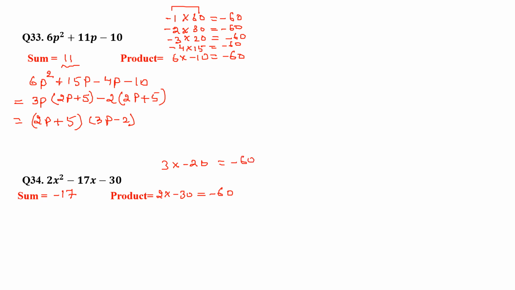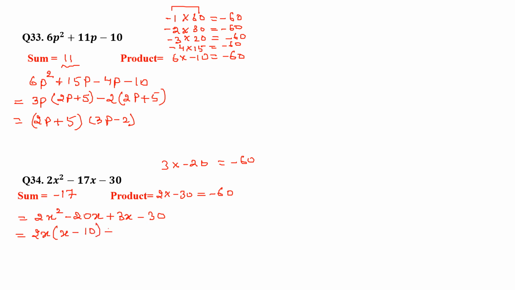So 3 into minus 20 is minus 60, and if I add 3 and minus 20 I am going to get minus 17. So I have to write it as 2x square minus 20x plus 3x minus 30. Okay, now let's take common. So I can take 2x common from the first two terms. So I will be left with x minus 10.